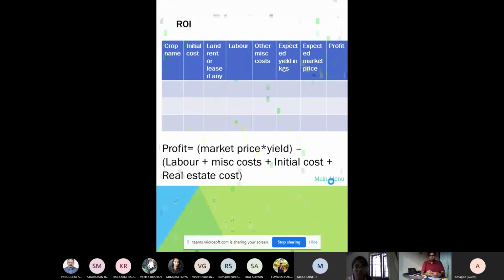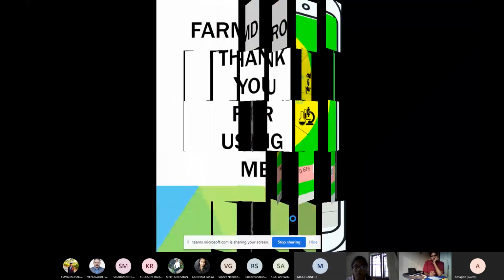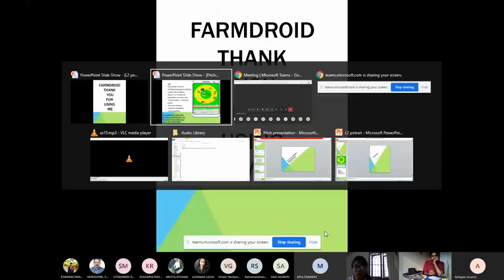And coming back to the main menu, we have this, 40 days since plantation, you can see. That is where the farmer will be able to know how many days it has been since they planted and how much time they have left to harvest. So this is the basic gist, and I'm not going to go deep into it because it will take too much time, as we have included many features and the prototypes have already been shared in mail, which you can visit. And we are quitting the app. Farm guy: thank you for using me. And then moving back to our presentation.